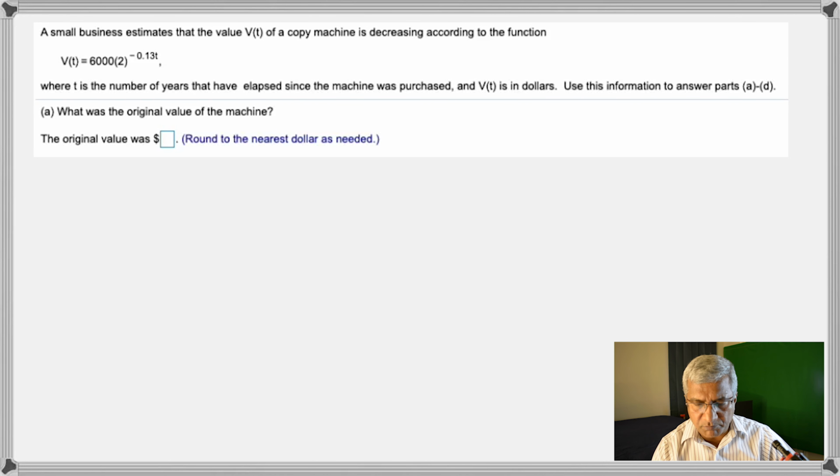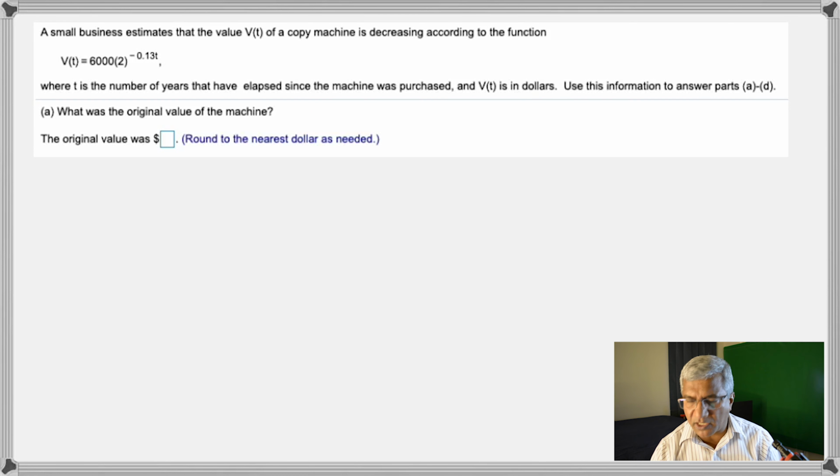It says a small business estimates that the value of a copy machine is decreasing according to the given function. You know, as years pass, the value of anything decreases. And so here t is the number of years that have elapsed since the machine was purchased. So remember here t is not the year, it's how many years have passed. And V as a function of t is in dollars.